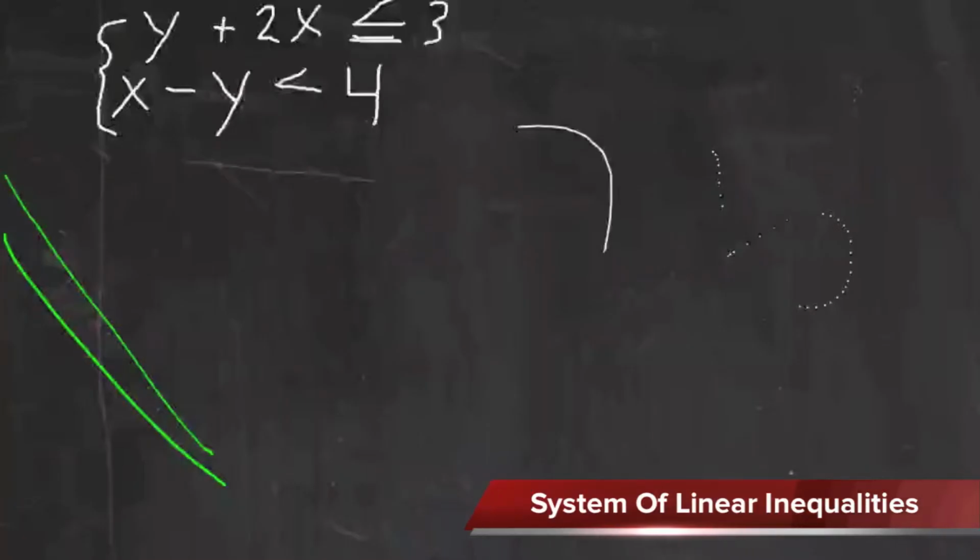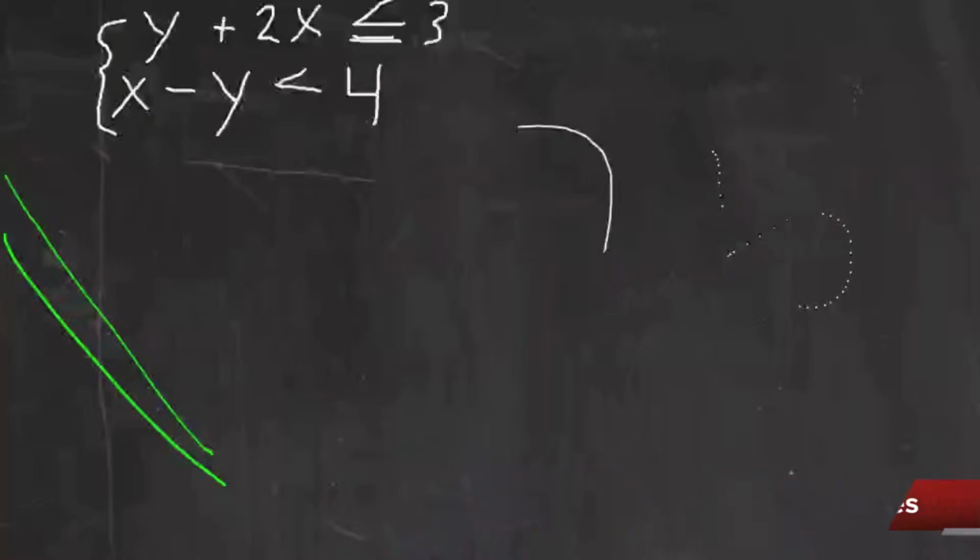Hi, my name is Joseph Van Seal, and I'm going to show you how to solve a system of linear inequalities. So let's say we're given a problem as such: y plus 2x is less than or equal to 3, and x minus y is less than 4.